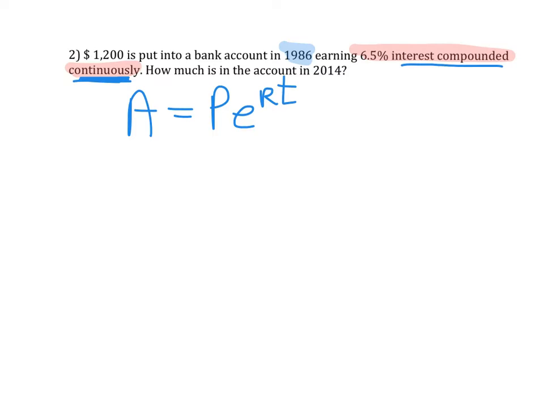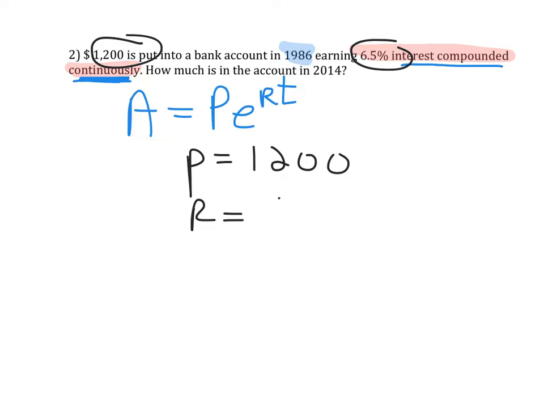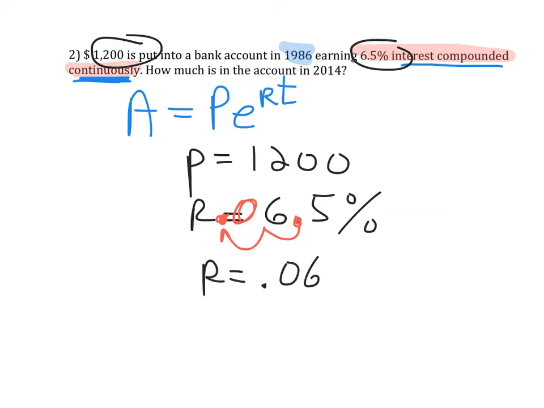Here the principal, the money invested, is going to be $1,200. Here the interest rate R is 6.5%. So let's take that 6.5 and convert it into a decimal. Move the decimal point 2 places to the left. So here the R value is going to be 0.065.